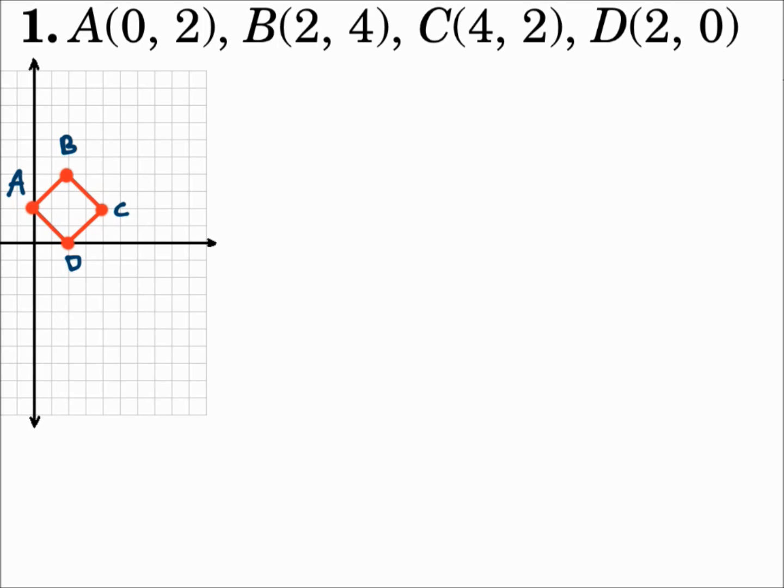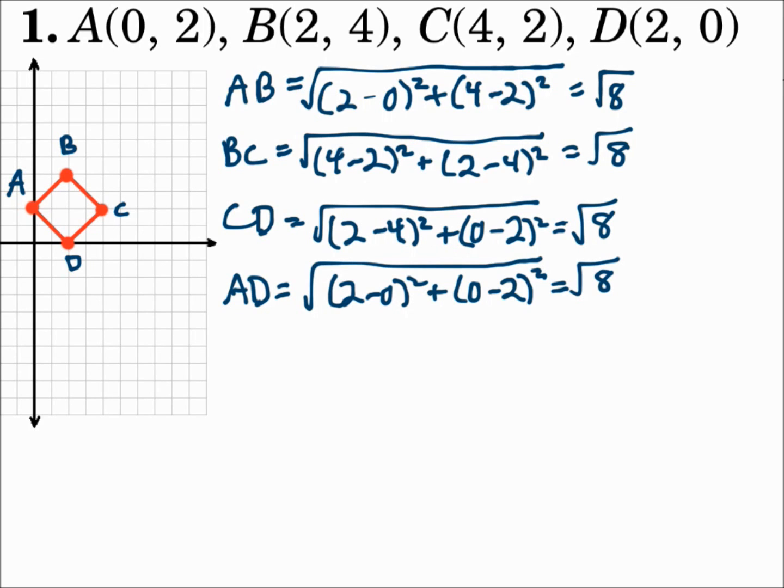Start by testing to see if it's a rhombus. Find the length of each side using the distance formula. When you do the distance formula, each side is the square root of 8 units long. Since all sides are congruent, it's a rhombus.